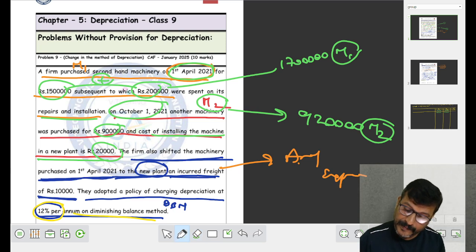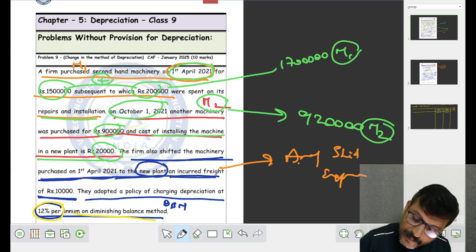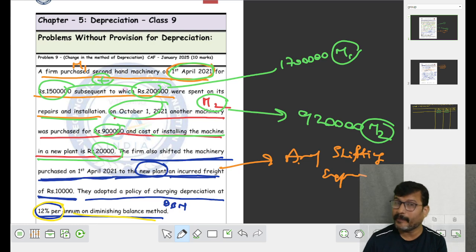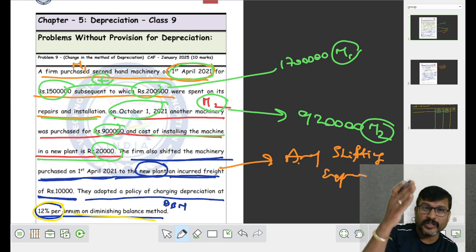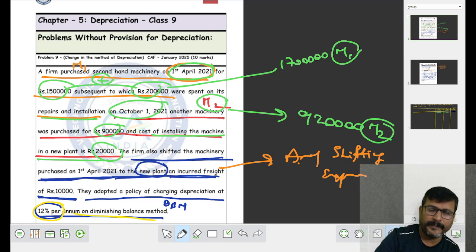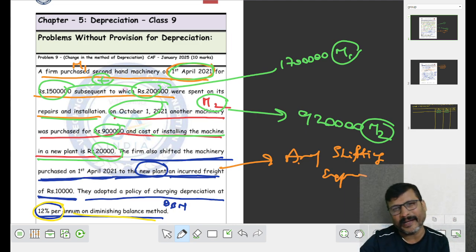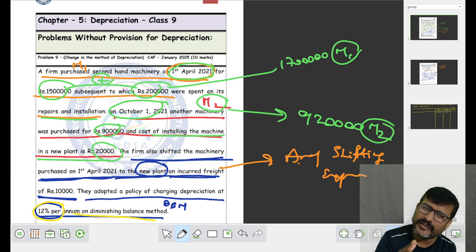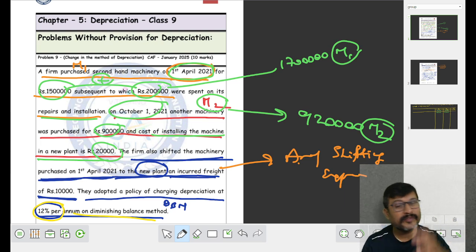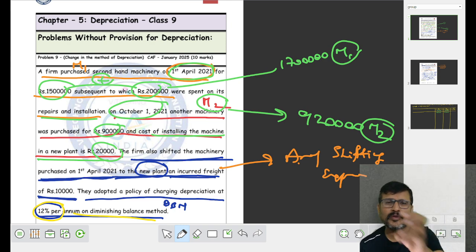What expenses? Any shifting expenses means expenses which are incurred on shifting the machine from one plant to another plant. Did you purchase any machinery? No. What you have done? You have shifted your machine from one plant to another plant.